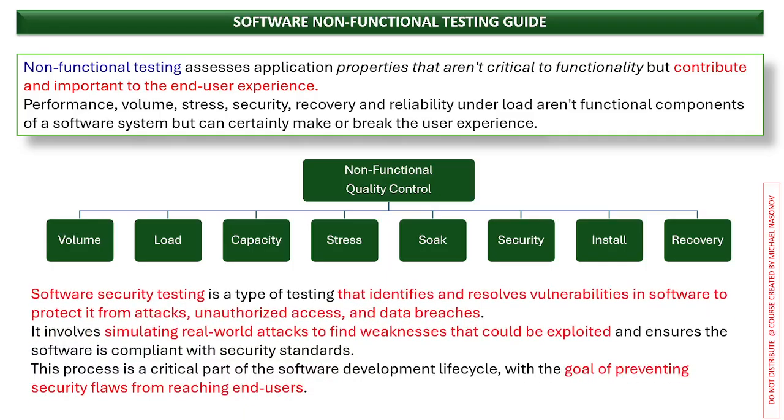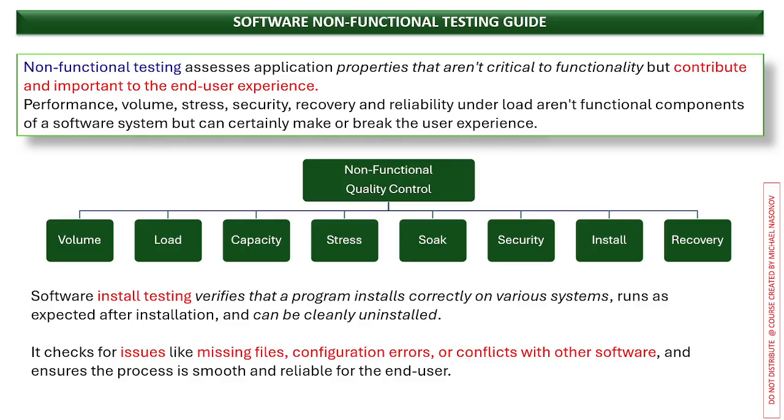Security. Software security testing is a type of testing that identifies and resolves vulnerabilities in software to protect it from attacks, unauthorized access, and data breaches. It involves simulating real-world attacks to find weaknesses that could be exploited and ensures the software is compliant with security standards. This process is a critical part of the software development lifecycle with the goal of preventing security flaws from reaching end users.